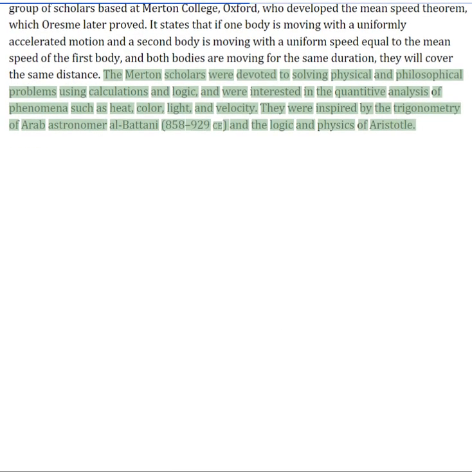The Merton scholars were devoted to solving physical and philosophical problems using calculations and logic, and were interested in the quantitative analysis of phenomena such as heat, color, light, and velocity. They were inspired by the trigonometry of Arab astronomer al-Battani and the logic and physics of Aristotle.